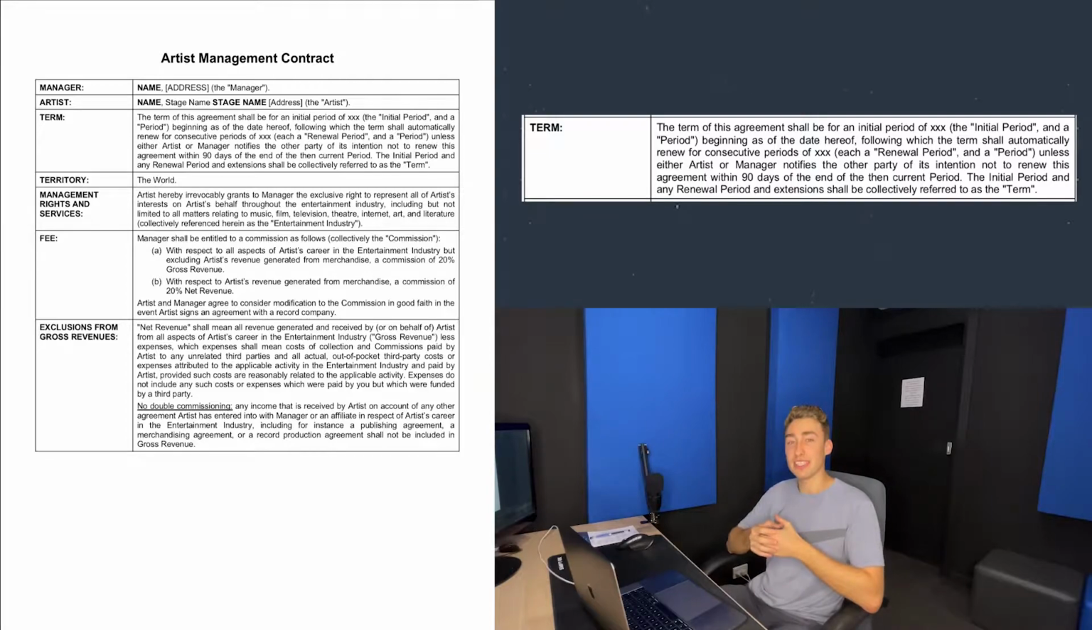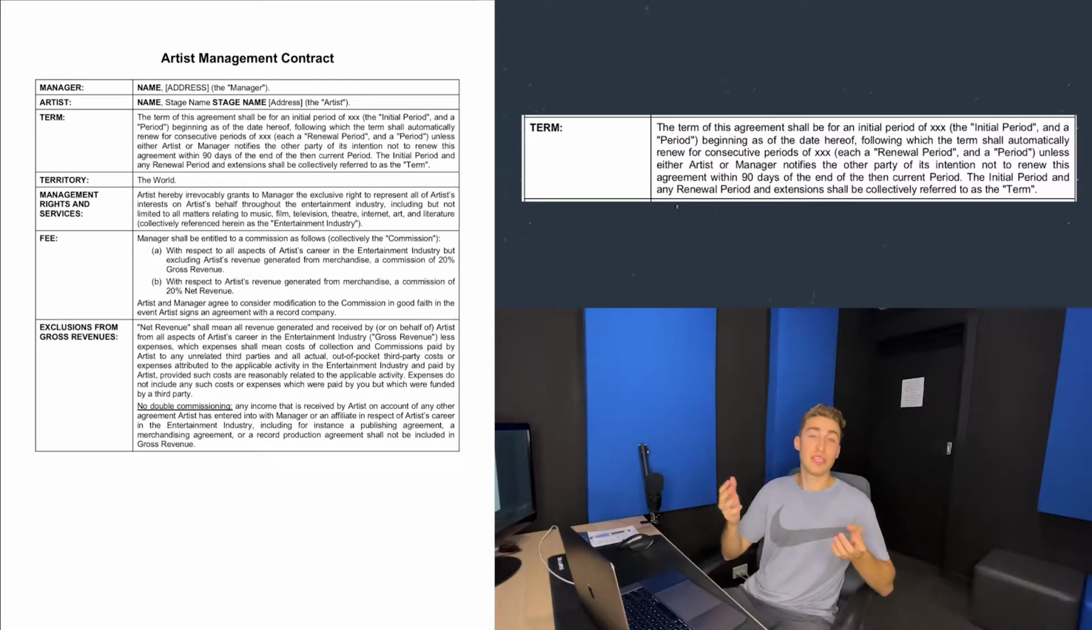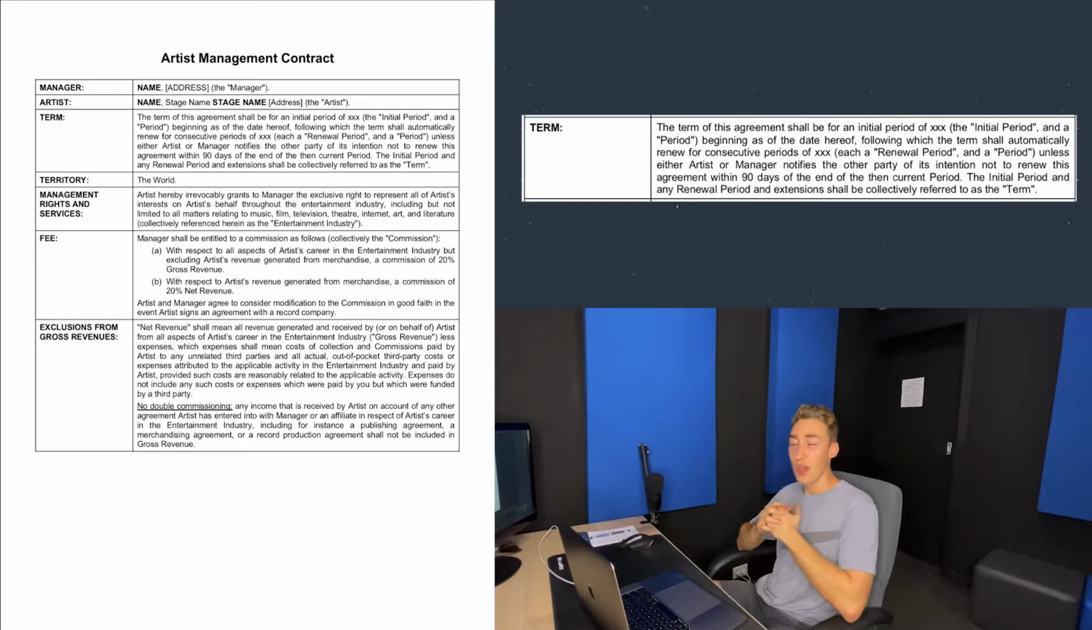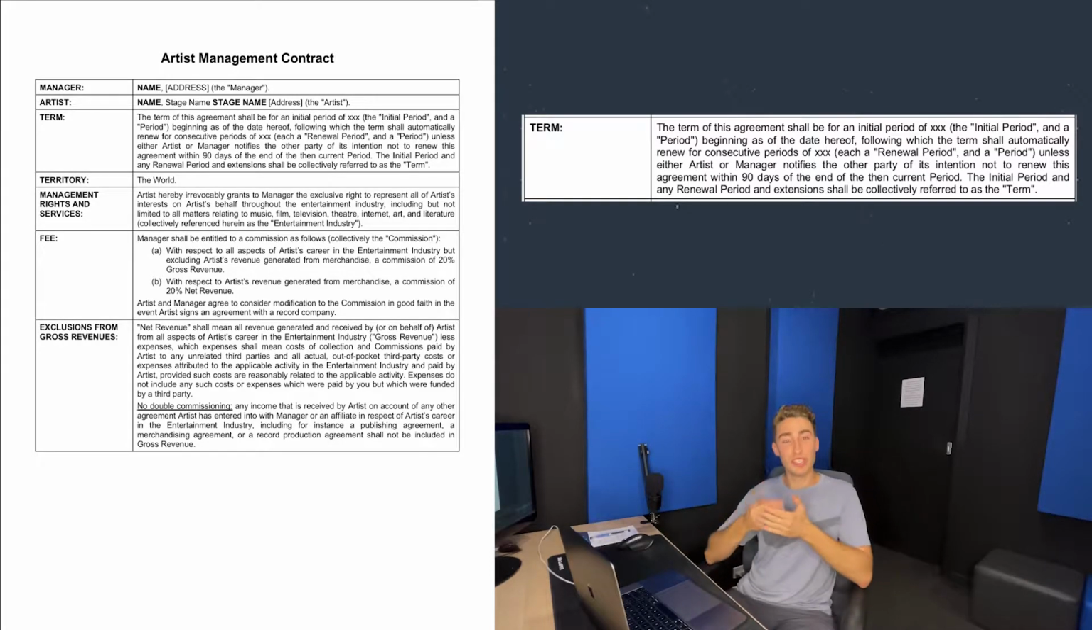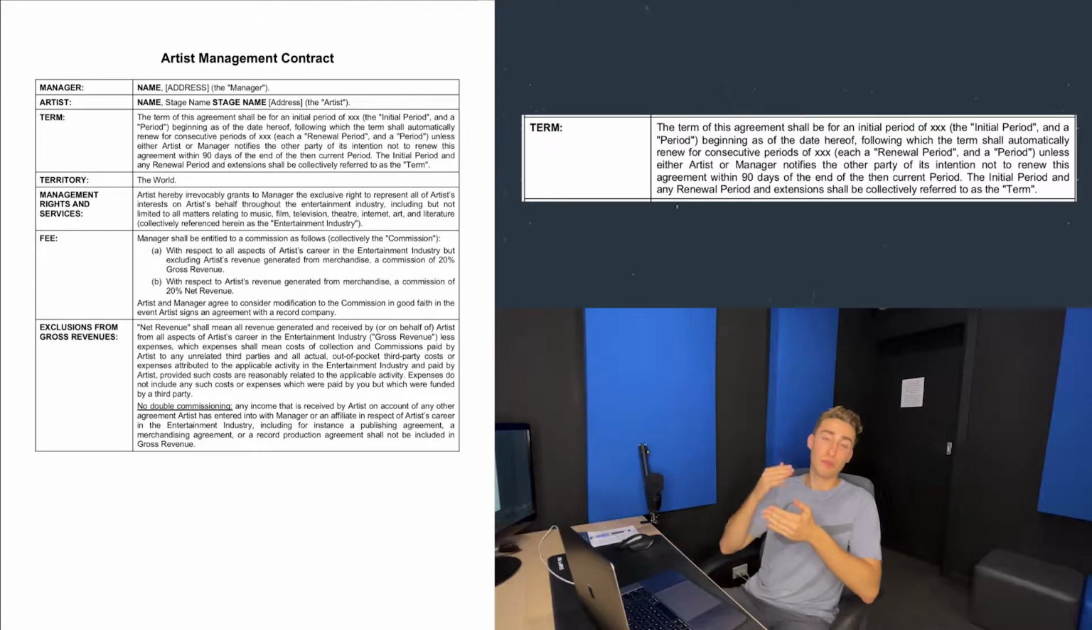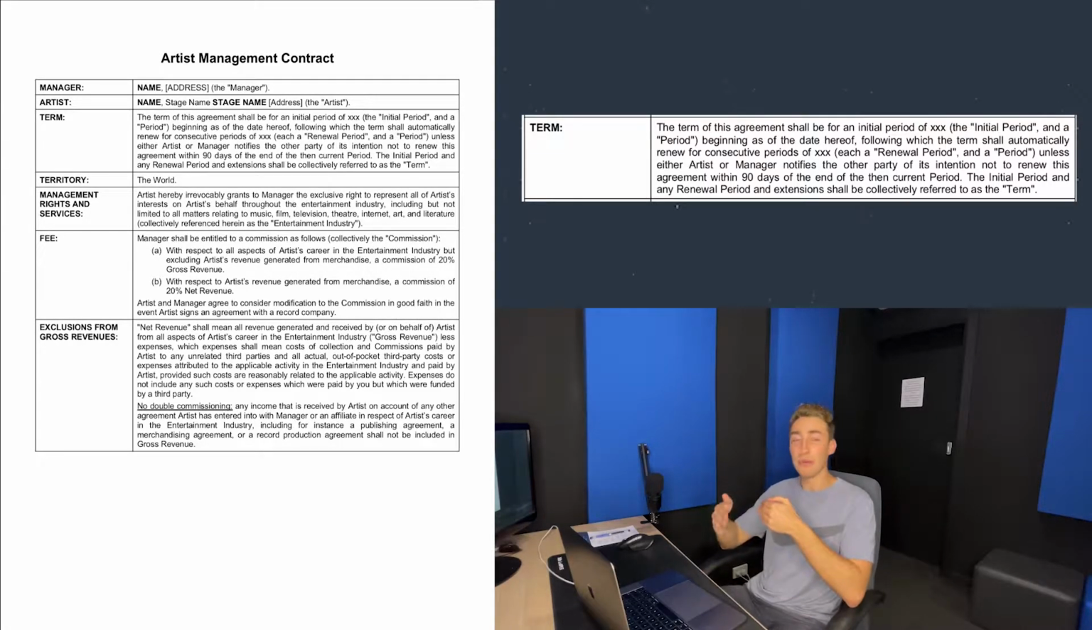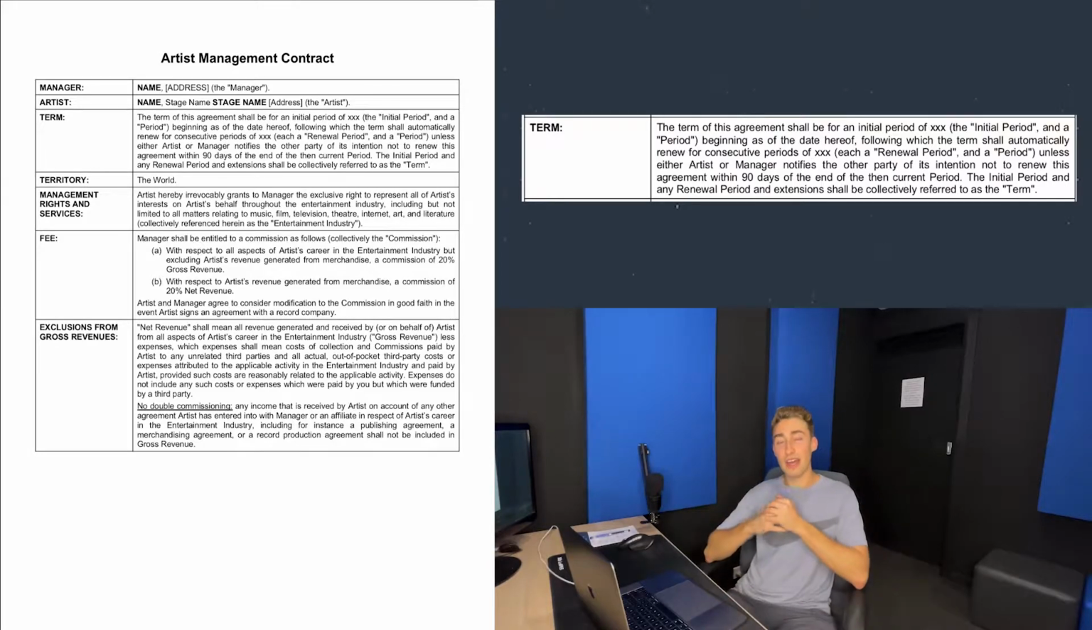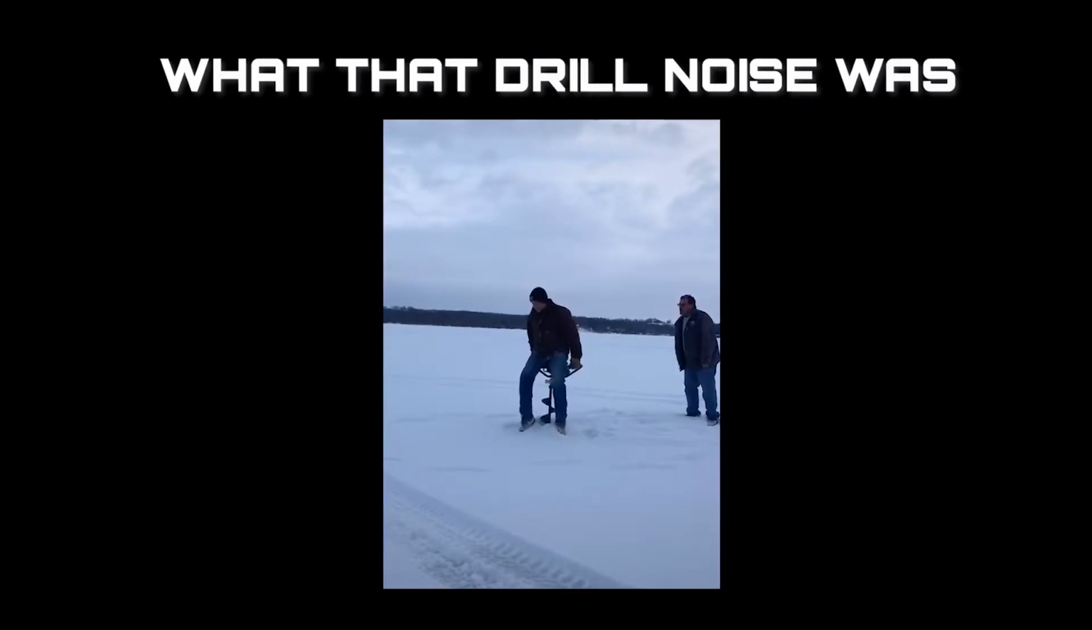Essentially what this means is that you set an initial period of potentially a year, and let's say we set the automatic renewal period as a year. What that means is after the first year, the contract will automatically renew for an additional year and then continuously renew on a year-by-year basis, provided that neither party terminates the agreement.